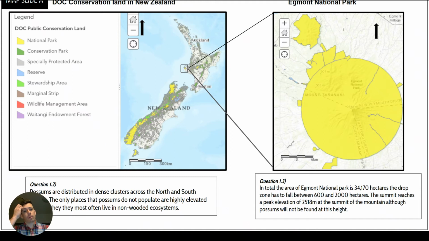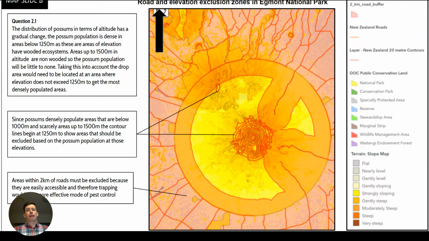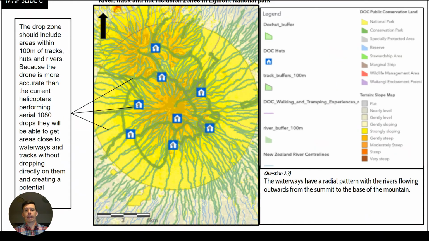So here's an example of a student who chose Egmont National Park, where they've done a little context map here. We've put it into a slide presentation just to meet the requirements of the NCEA assessment. They've chosen the exclusion criteria to be in red, that is zones above 1,000 meters in altitude, which they've filtered out, and put a buffer of 2 kilometers around the road, saying, well, if it's too close to a road, then it's accessible enough to trap by hand.